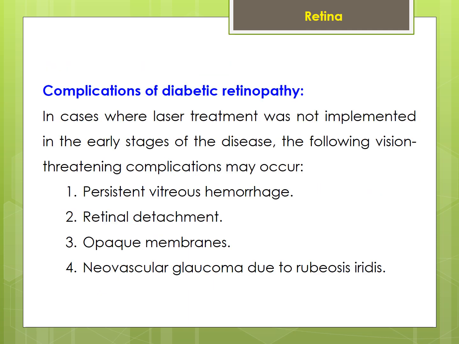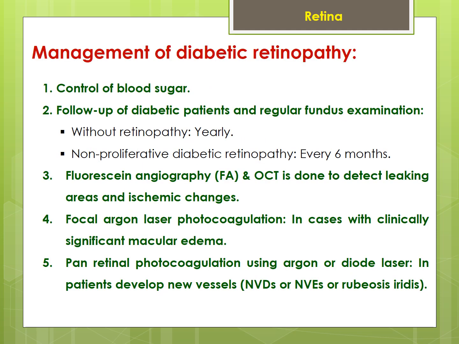Complications of diabetic retinopathy include persistent vitreous hemorrhage, retinal detachment, opaque membranes, and neovascular glaucoma due to rubeosis iridis. These occur where laser treatment was not implemented and in the early stages of the disease. These are vision-threatening complications. How to manage diabetic retinopathy?